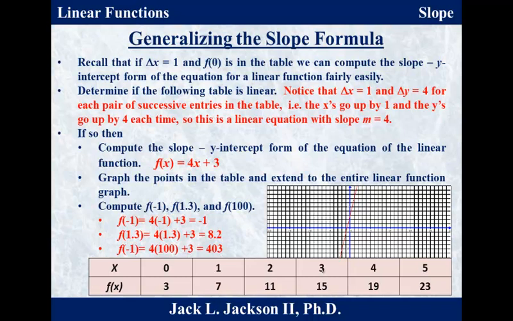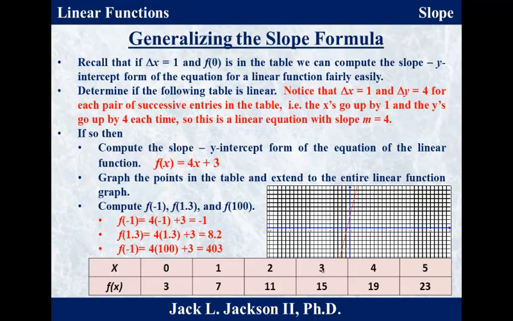3 plus 4 is 7. 7 plus 4 is 11. 11 plus 4 is 15. 15 plus 4 is 19. And 19 plus 4 is 23. So all the way up and down the table, we're just adding 4. And so that delta y is the slope because we're going up by 1s on delta x. So the slope is 4. And the y-intercept is 0, 3. That's right there in the table.